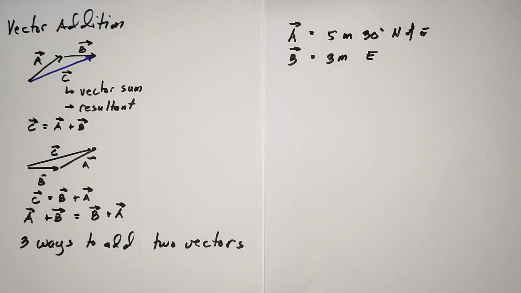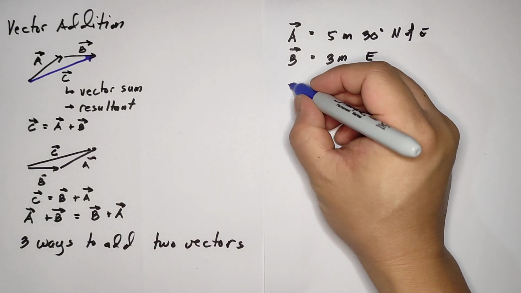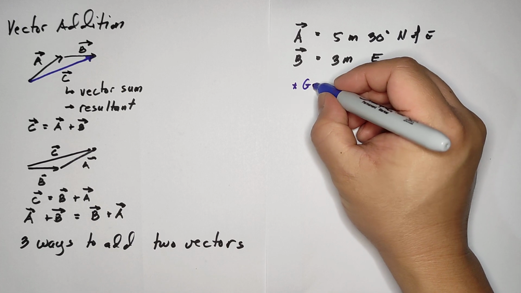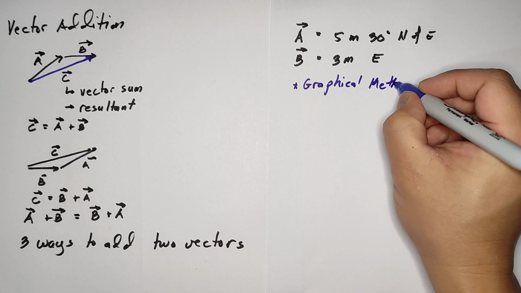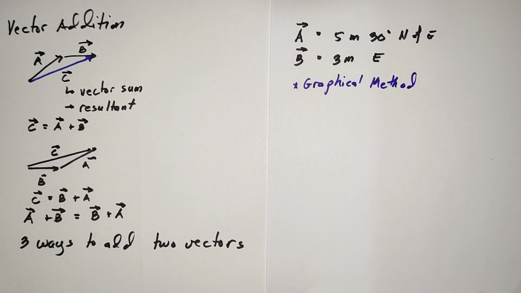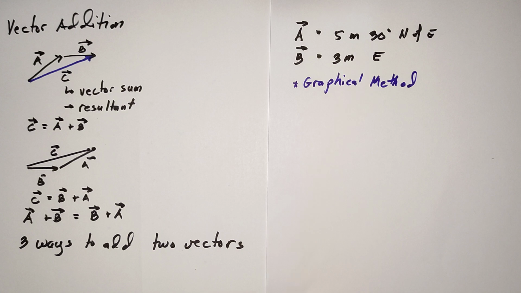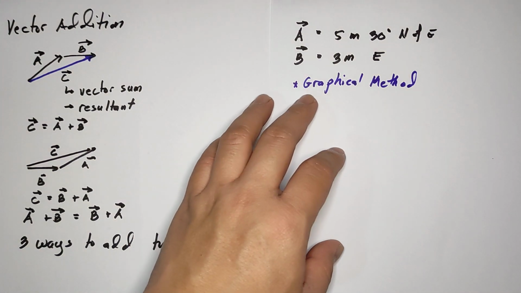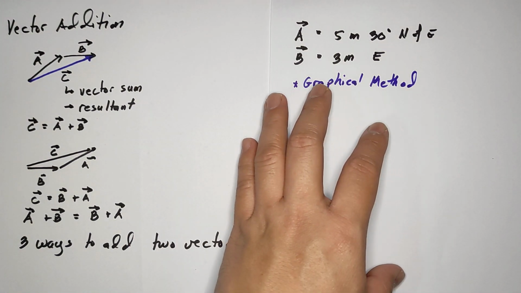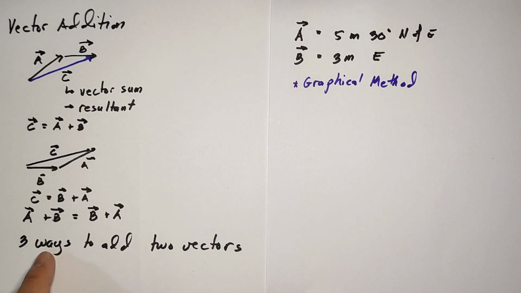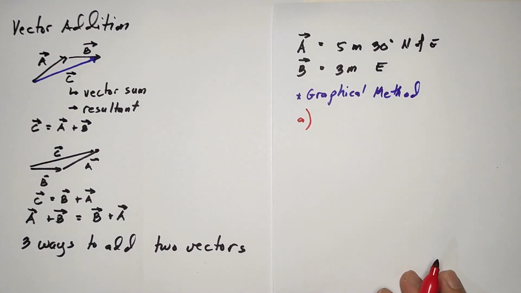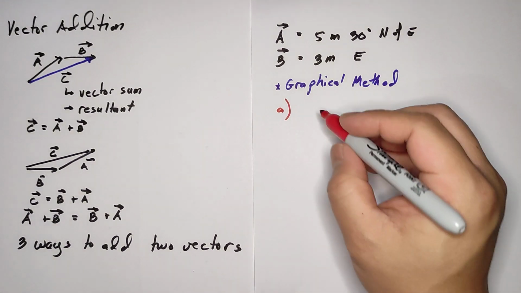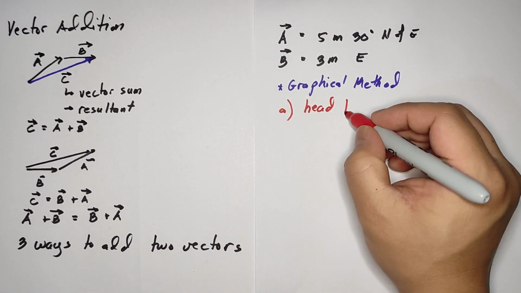First, we will use the graphical method, then the analytical method, but I will show you 3 ways to add vectors first. Now the first one is what we call head to tail.